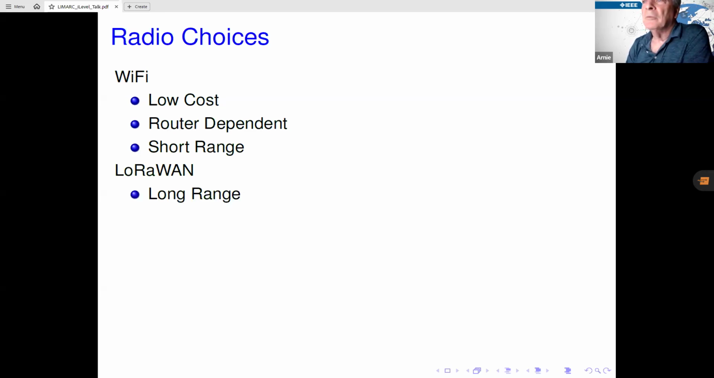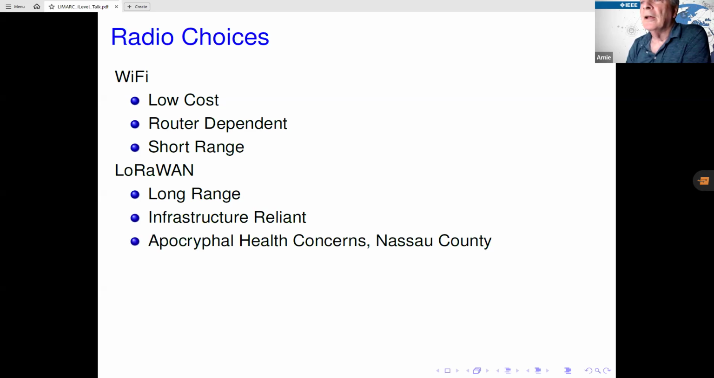LoRa we considered for a bit, and then I just happened to read something in Newsday when we were first starting this, about 8 years ago, that voters in Nassau County didn't like LoRaWAN on their poles. So I said, well, forget it. Let's not even consider it.